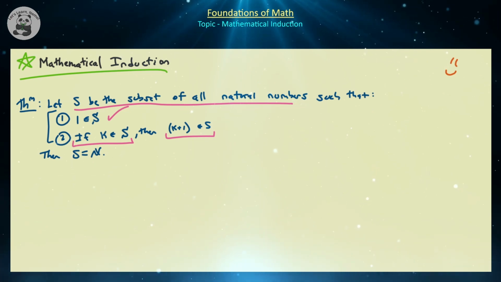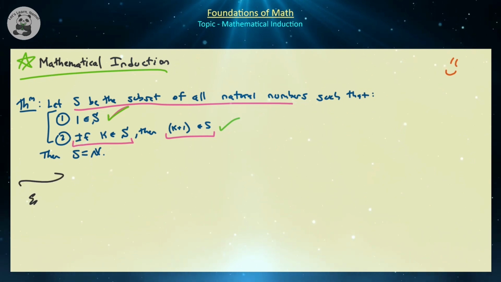That is, if you can prove 1, that 1 is an element of the set S, and 2, k in S implies that k plus 1 is an element of S, that means whatever property this set S substantiates, in terms of what works and what doesn't work, is true indeed for the whole set of natural numbers.